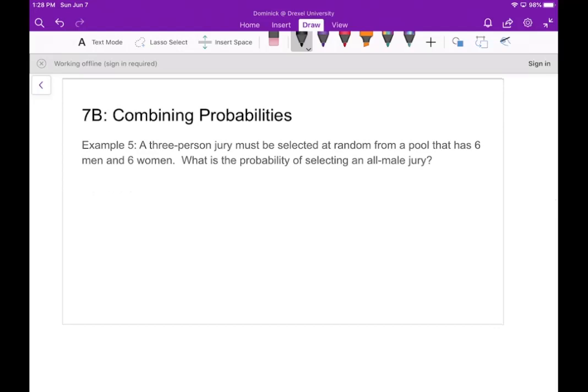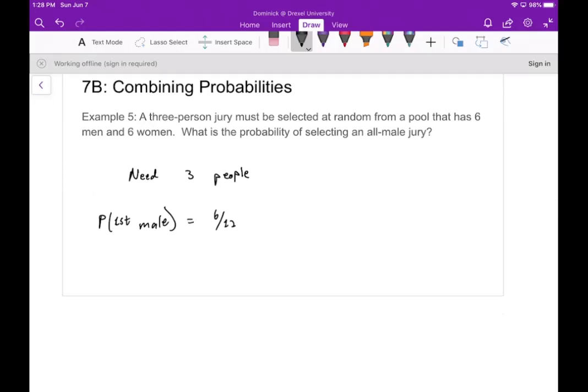Okay, in the next example, a 3-person jury must be selected at random from a pool that has 6 men and 6 women. We want to know the probability of selecting an all-male jury. So we need 3 people. The probability that the first is male would just be 6 out of 12, because you have 6 men and 6 women for 12 people total.